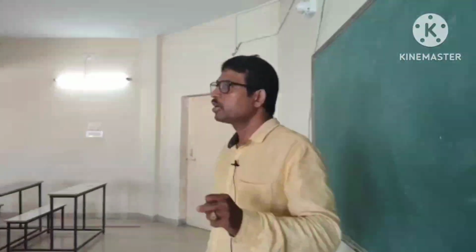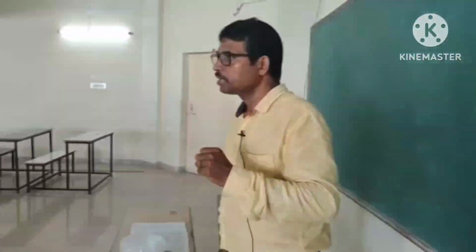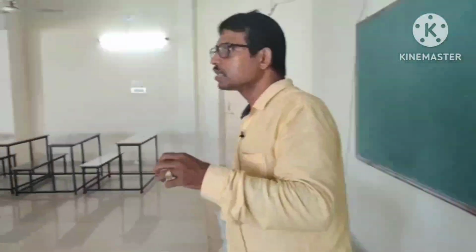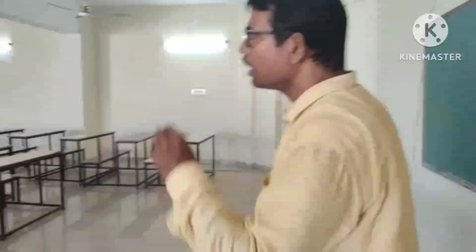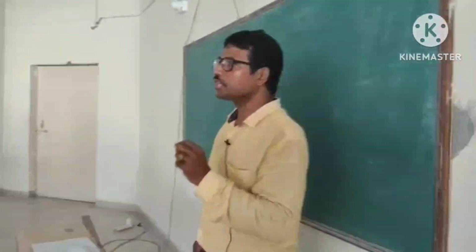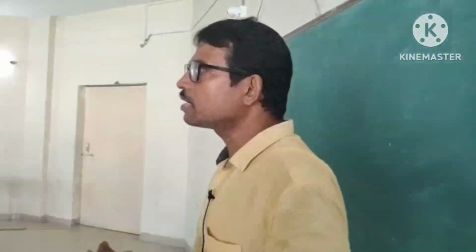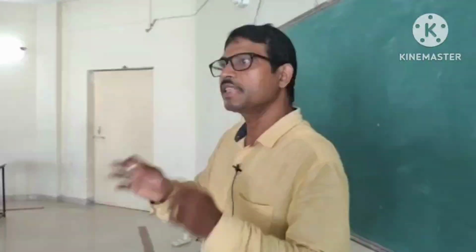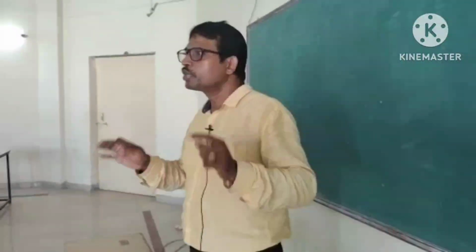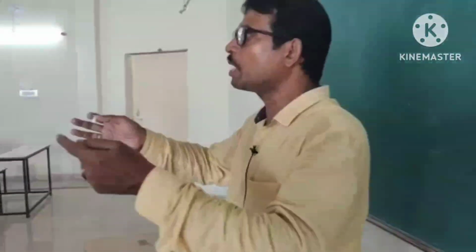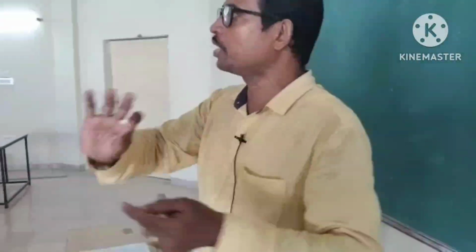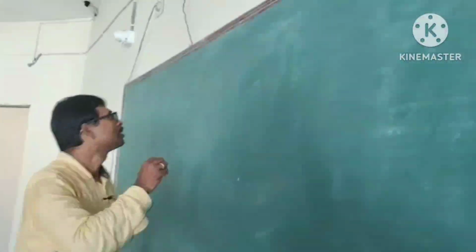We have completed combination of errors. In combination of errors, you read error in sum, error in difference, error in product, error in quotient, and how to calculate the percentage error if a number contains power. Suppose z is equal to a to the power n. That we have completed. Today we have to discuss and solve some numerical problems on the basis of the last video.